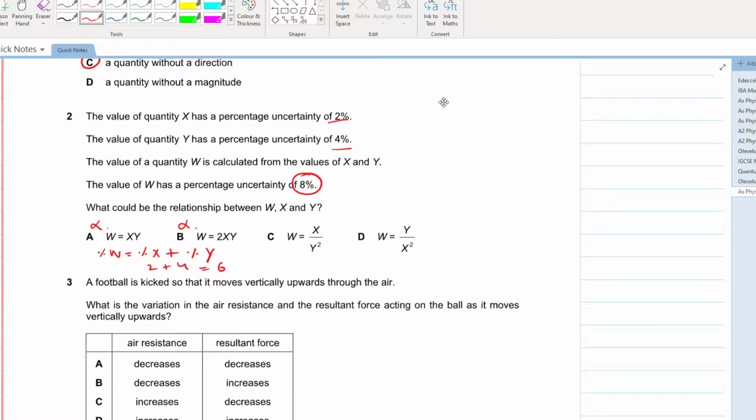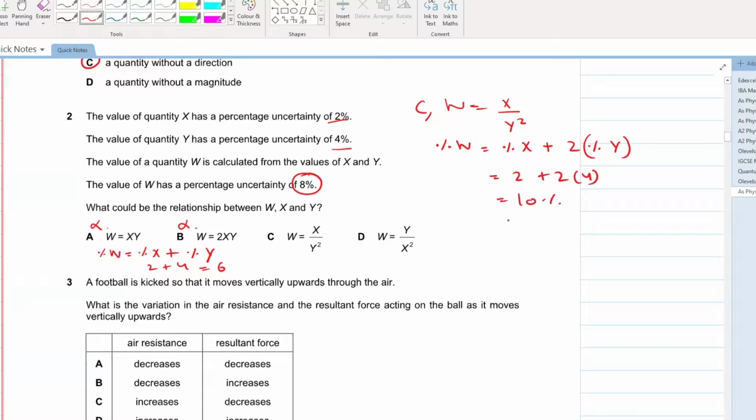Let's try out option C. In option C, your W is equal to what? X over Y square. That means the percentage uncertainty in W is equal to the percentage uncertainty in X plus 2 times the percentage uncertainty in Y. What is the percentage uncertainty in X? 2. What is the percentage uncertainty in Y? 4. This comes out to be 10%. Now this also cannot be my answer.